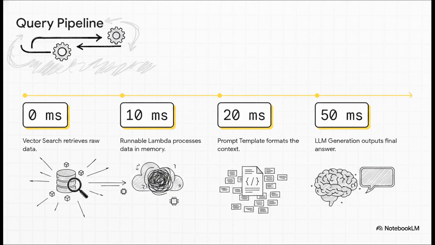Ready? At 0 milliseconds, the vector search retrieves the raw, relevant data from ChromaDB. By 10 milliseconds, a LangChain component called a runnable lambda temporarily loads and processes this data in memory. At 20 milliseconds, it hits the prompt template to format the context. And finally, by 50 milliseconds, it is handed off to the LLM to generate your final answer.